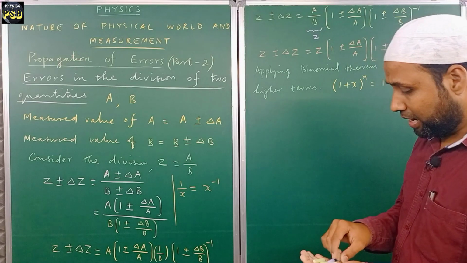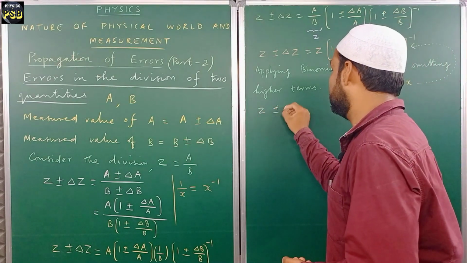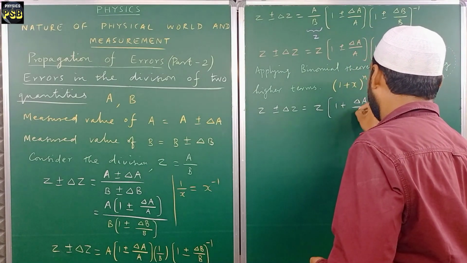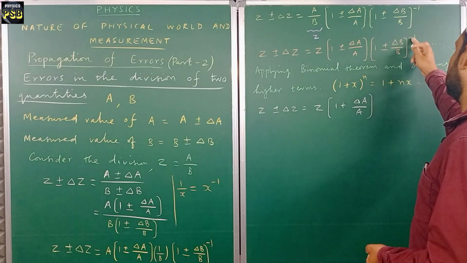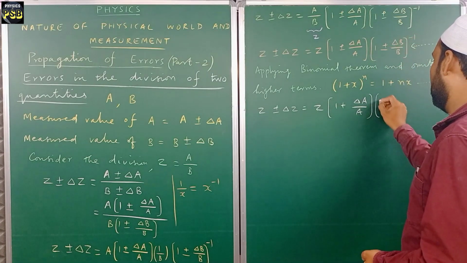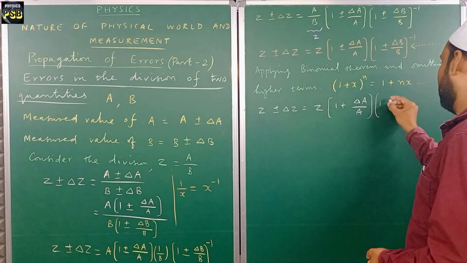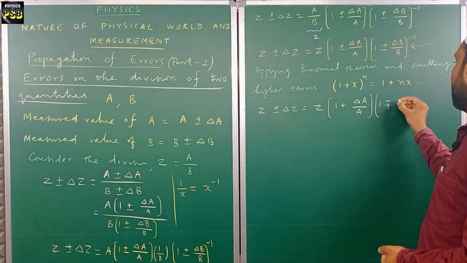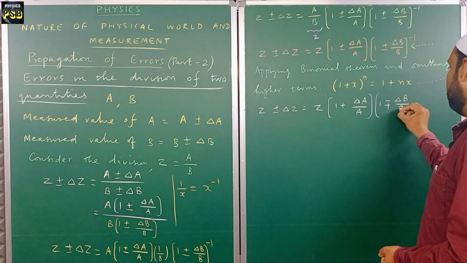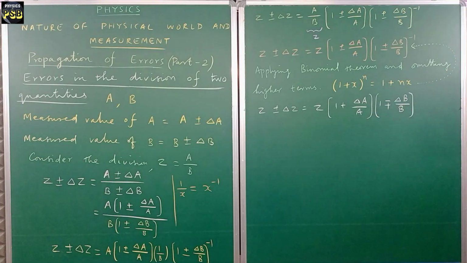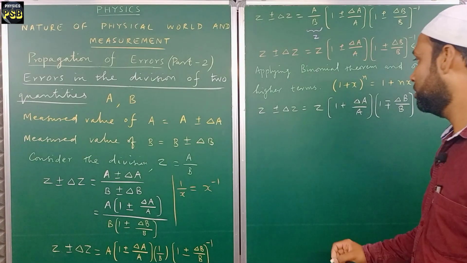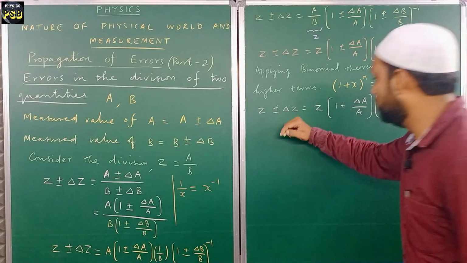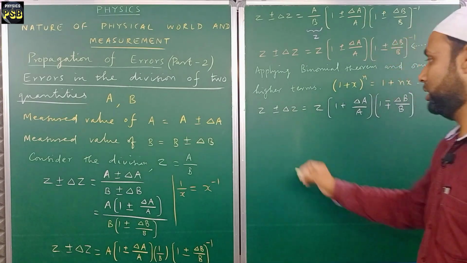So what I will get at the end is Z plus or minus delta Z equals Z times 1 plus or minus delta A upon A. Minus 1 is multiplied with this part, so 1 plus, minus multiplied with minus becomes a plus, delta B upon B is kept here as such. Now, this equation is divided by Z.